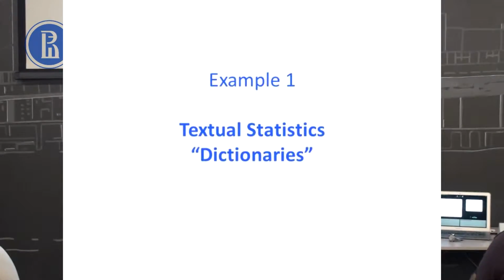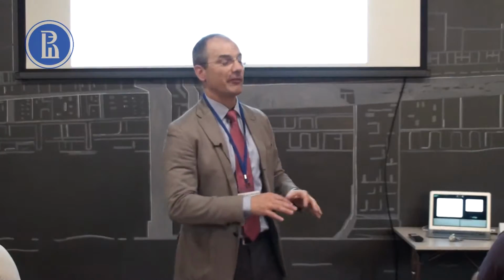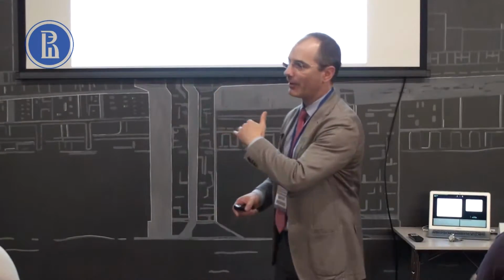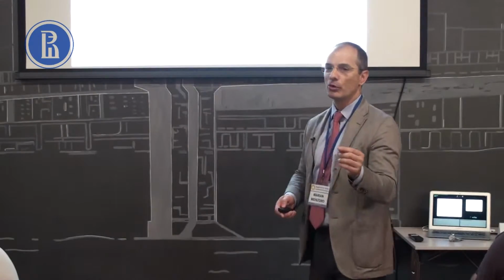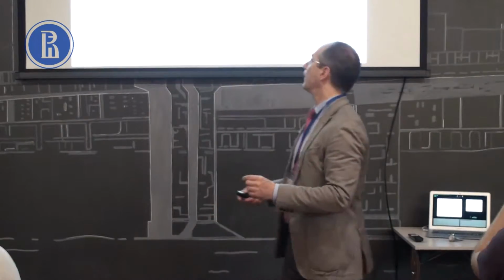So the first one is dictionaries. A dictionary is something by which you teach the computer how to do something. The same way we learn a language. How do I learn Russian if I had to learn? Well, probably the first thing I would do is to buy a dictionary, or to have an online dictionary, to translate. So here is how we teach the computer that this word means something.